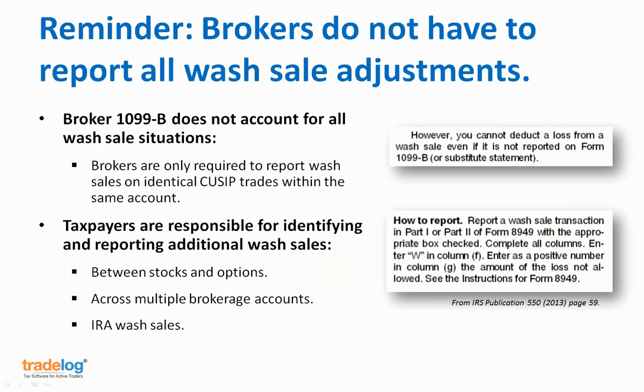The broker 1099-B only has to account for wash sales in identical CUSIPs and in the same account. But the IRS says that taxpayers are responsible for additional wash sales. This might include wash sales between stocks and options, wash sales across multiple brokerage accounts, as well as IRA wash sales. We're not going to touch on that too much today because we have a webinar coming up in a few weeks about IRA wash sales. But if you have an IRA account and you're trading the same securities, there are wash sales that might come into play there as well.